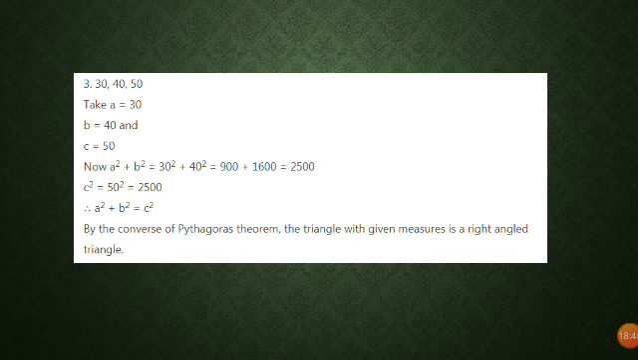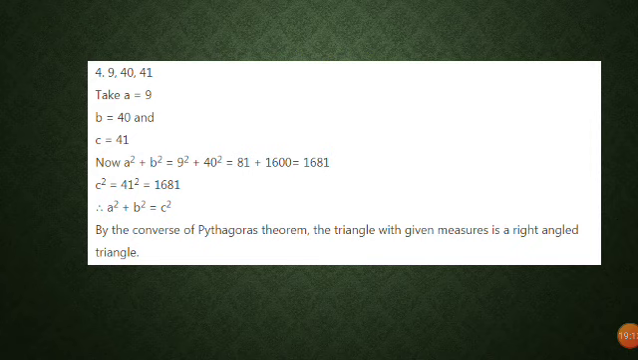So A equal to 30, B equal to 40, C is equal to 50. A square plus B square equal to C square. 30 square plus 40 square equal to 2500. So 30 square 900 plus 40 square 1600 equal to 2500. A square plus B square equal to C square. It is called a right angle triangle.